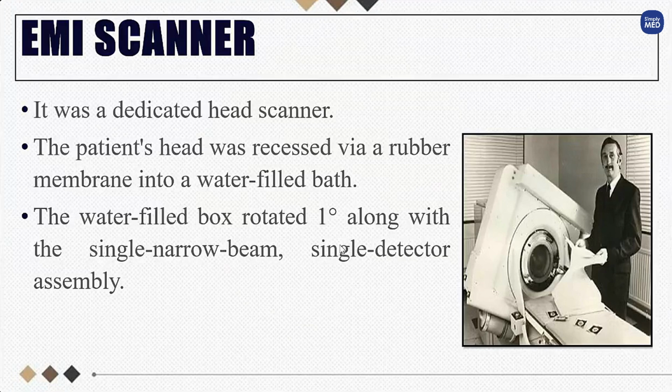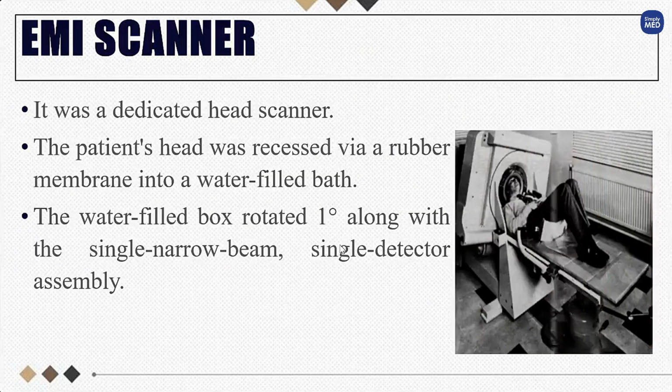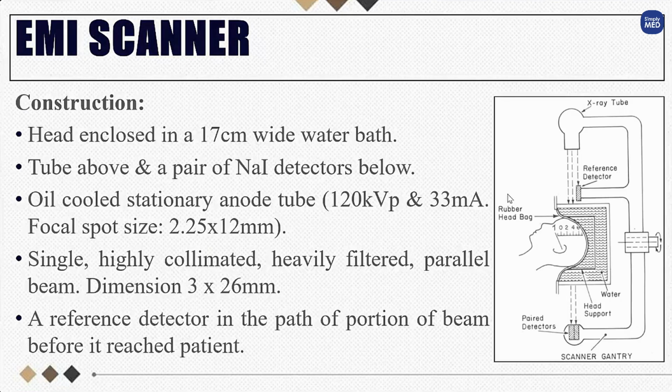We can do only a head scan, and the patient's head will be in a rubber membrane, and we keep the head into a water filled bath. So this water filled box will rotate 1 degree with the single detector assembly. Like this, the head will have a rubber membrane which will be kept over the water filled bath, and this box will rotate 1 degree along with the single detector assembly.